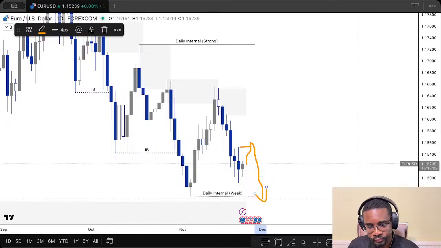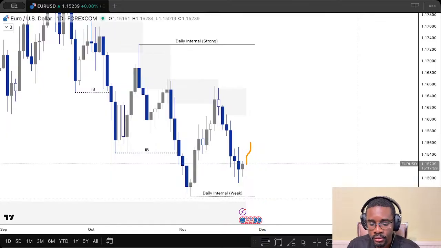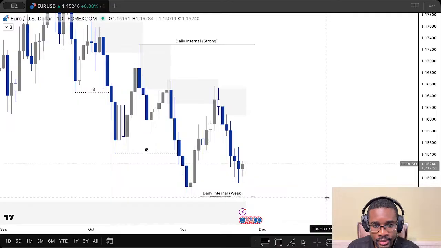All right, so there's no way of knowing. All we can do is just look at structure and try to build a case for our bias and POIs where we think price will turn when it reaches. So our bias is bearish, targeting this daily weak internal low.